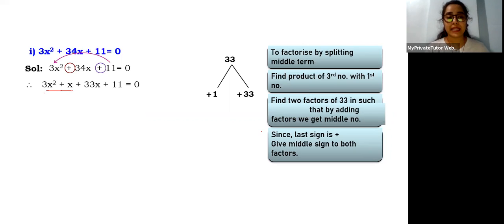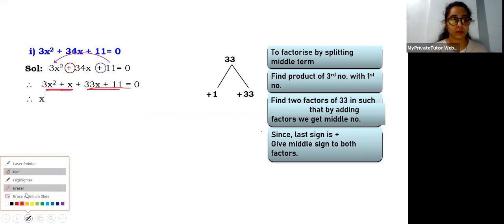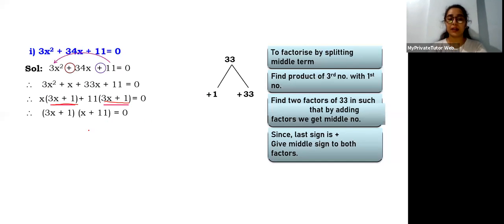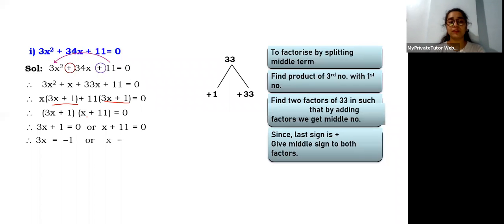Now the next step is to find the common terms. So common terms over here will be, in this part you can see x is common, and in this part you can see 11 is common. Okay, now this bracket and this bracket are the same, that means you are going correct. Okay, so 3x plus 1 and x plus 11. So what are the two factors that we get? First is x is equal to minus 1 by 3, and the other is x is equal to minus 11.